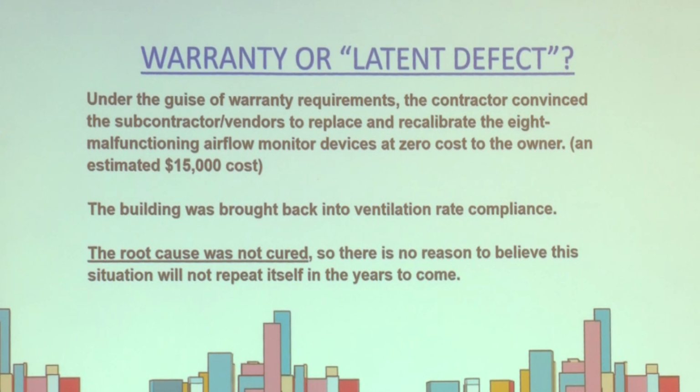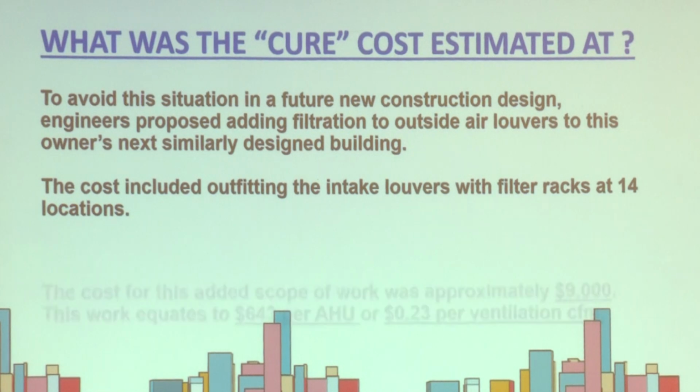The building was brought back into ventilation rate compliance after we retested and recalibrated, but nobody did anything about the outside air, so guess what? Right now, that building is still the bad building that it was 6 months ago, because it's been 6 months, and those airflow monitors that were installed are now dirty again. So it doesn't really work. So yeah, we fixed that project, but it's back in the same case now. So at the end of the day, I guess we didn't do too much work.